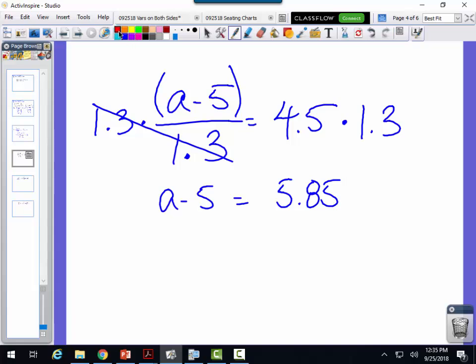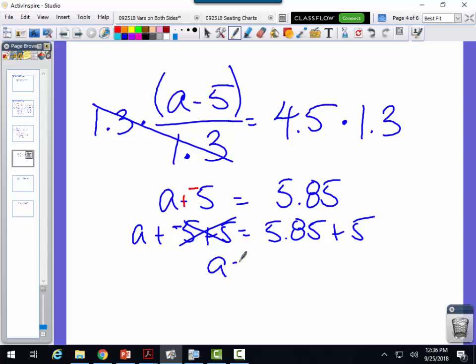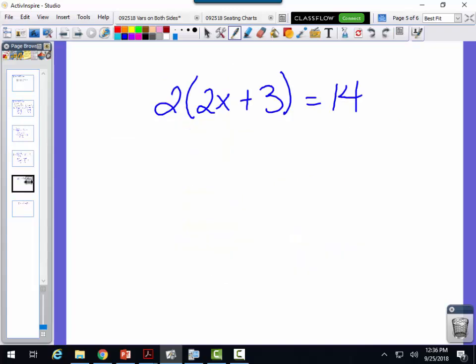Okay, so what I need to do is change my subtraction to addition next to its opposite. And now to get rid of that plus negative 5, I add a positive 5. So now my negative 5 and my 5 go away, and I'm left with a is equal to 10.85. So that's how we do one if we have parentheses that are implied with a division. But what if I have parentheses with a multiplication? And there are some parentheses there.